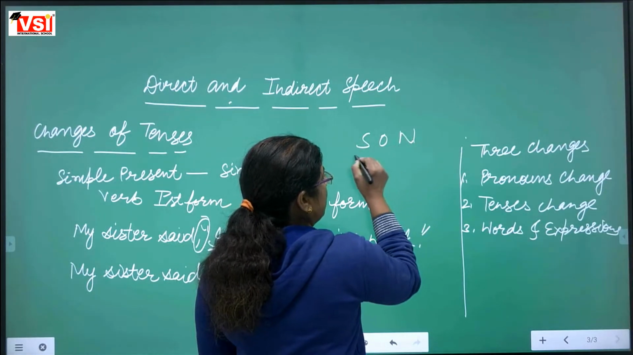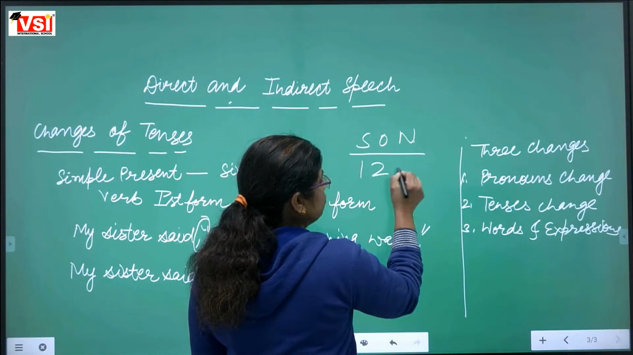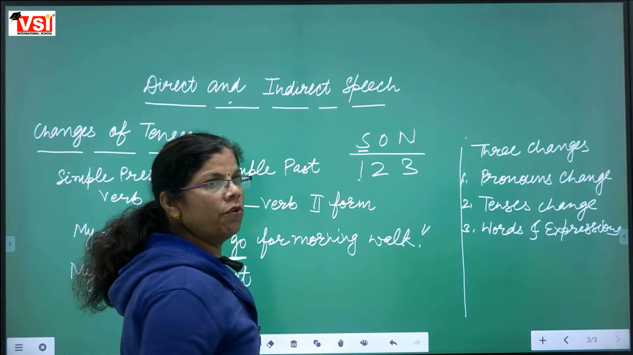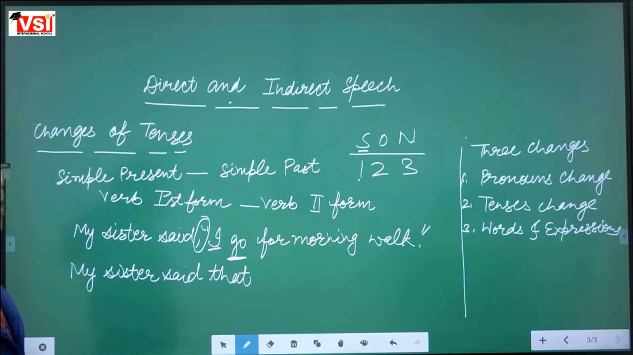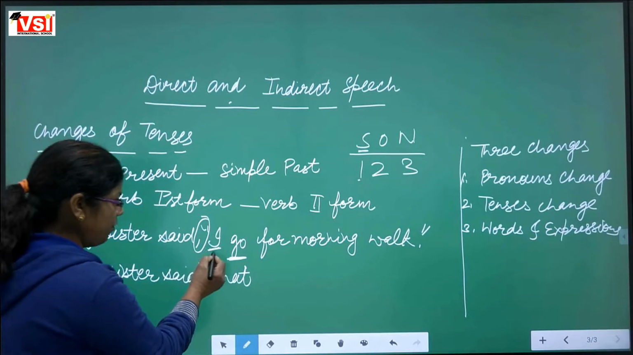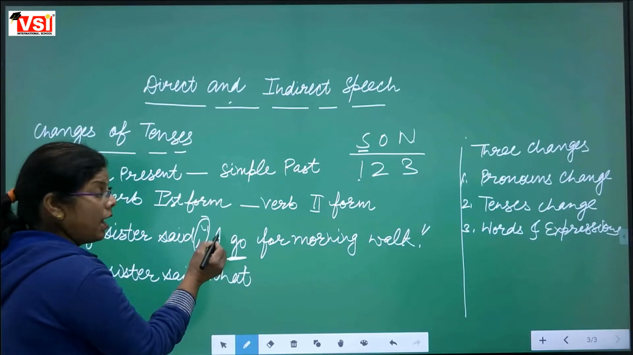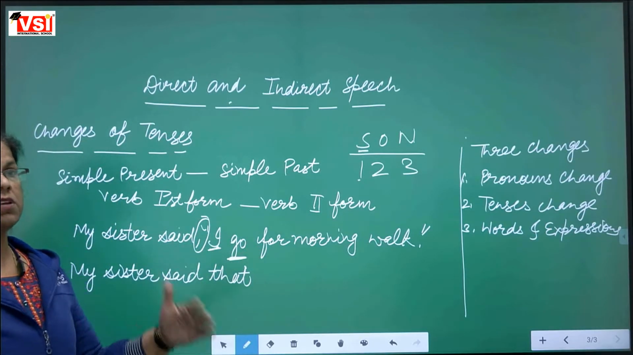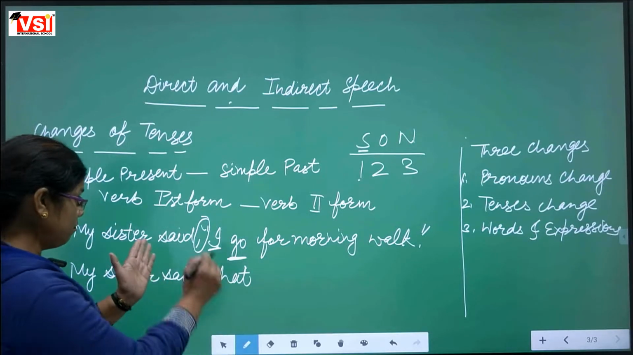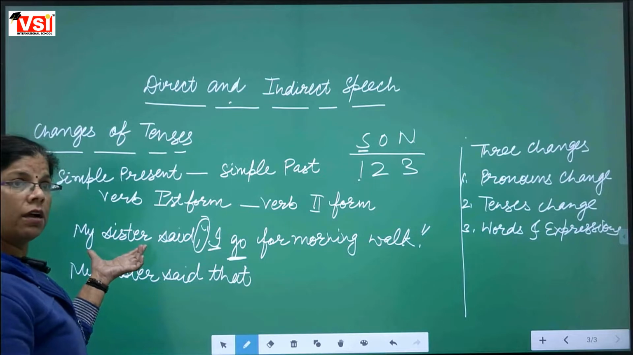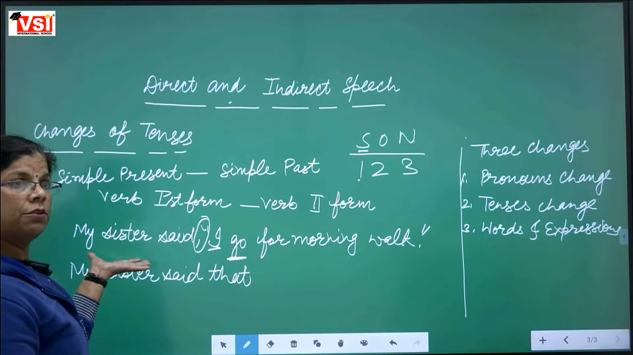Subject, first person pronoun will be changed according to the subject. So it is the first person pronoun. I is a first person pronoun: I, my, me, we, our, us. These are the first person pronouns. Now I will be changed according to the doer, according to the subject.